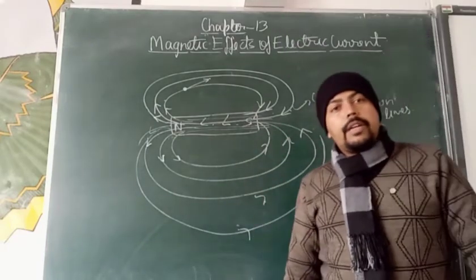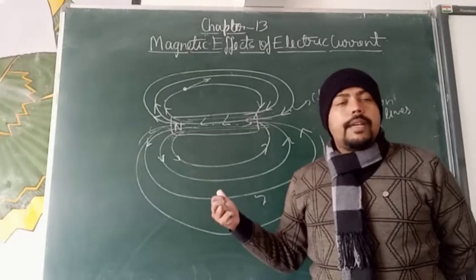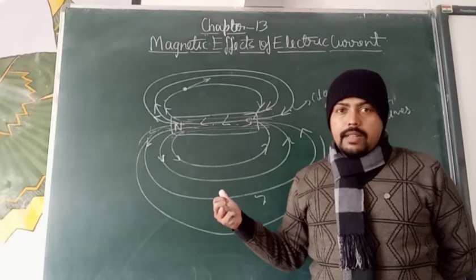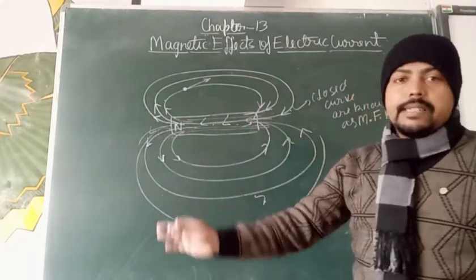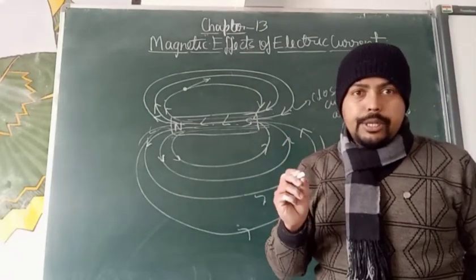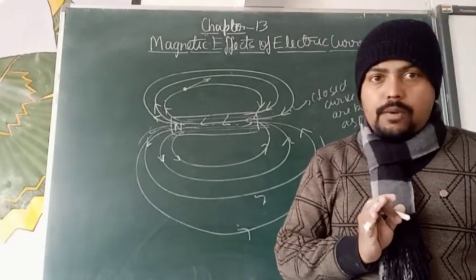And another property we can include is that from this figure we can say that the magnetic field lines do not intersect one another. You can see that magnetic field lines never intersect each other. So these are small points which can be asked in the examination. So here are a few of the properties which I have discussed for magnetic field lines.